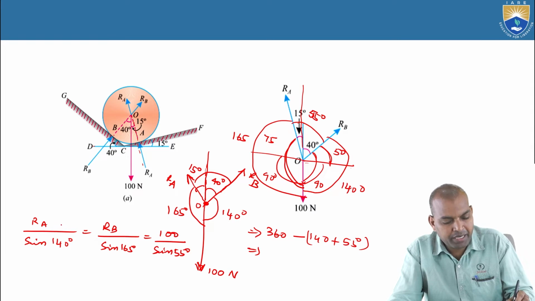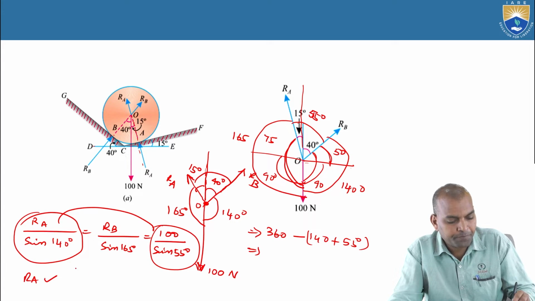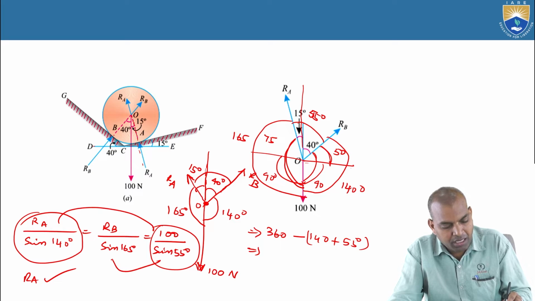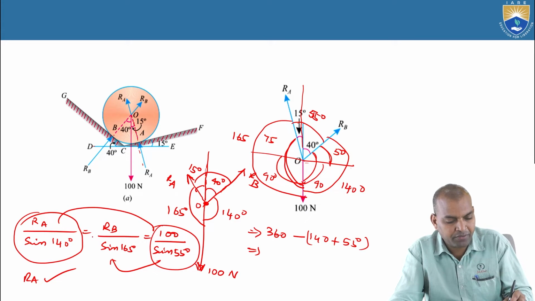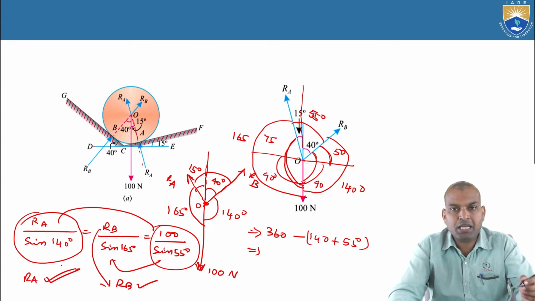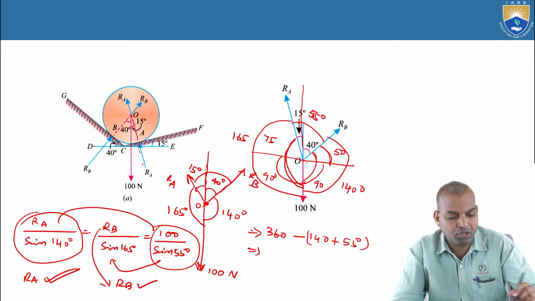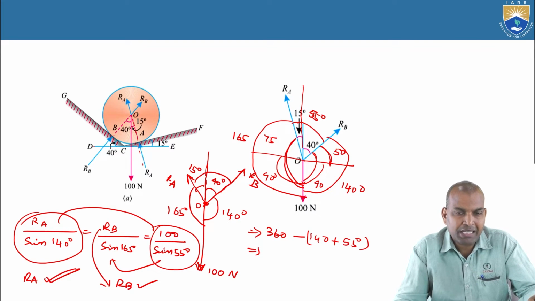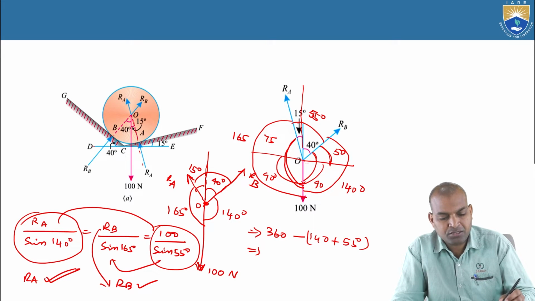So if we equate RA by sine of 140 and 100 by sine of 55, we can find RA. And if we equate RB by sine of 165 equal to 100 by sine of 55, then we can find the RB value. RA and RB can be calculated. Alright, this is the methodology by which we can calculate RA and RB. Okay, now let us begin the solution.